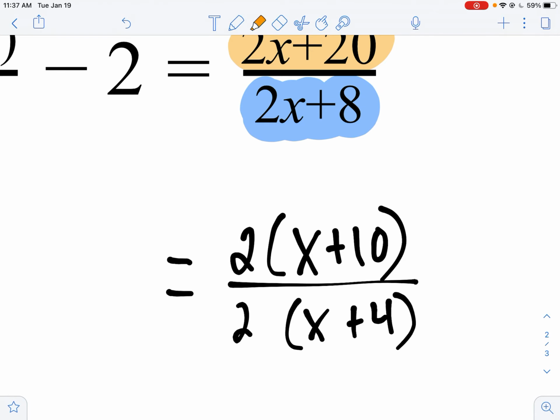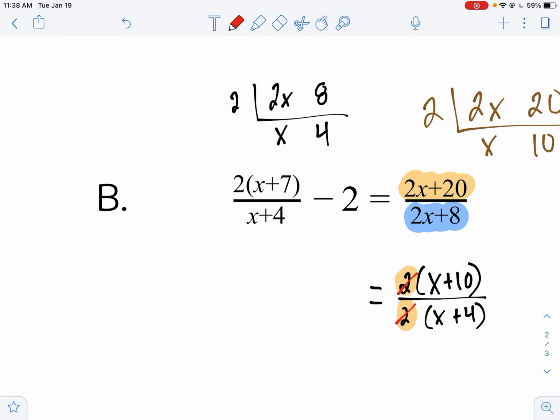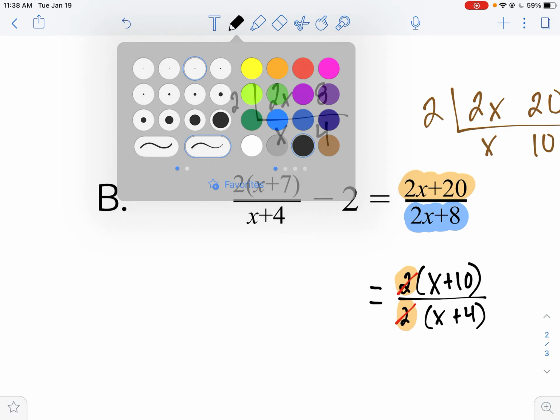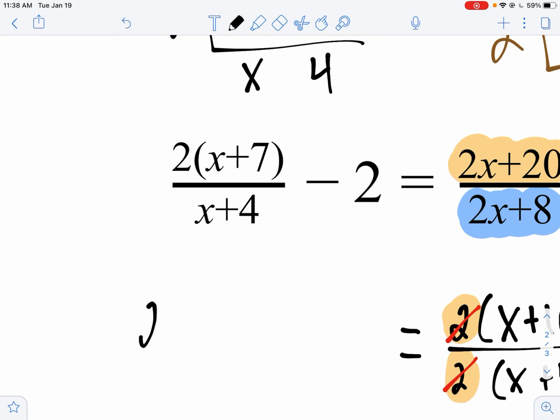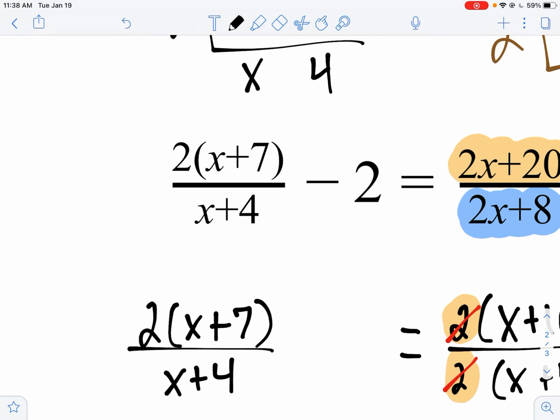And guess what? Since these both share 2's, I have 2 right up here. 2 over 2 simplifies to 1. So essentially, these cancel out. I don't even need those. So that's why it's good to factor at the very beginning, because it makes your problems a bit easier to deal with. So now I'm just going to rewrite what I have. 2 times x plus 7 over x plus 4 minus 2.